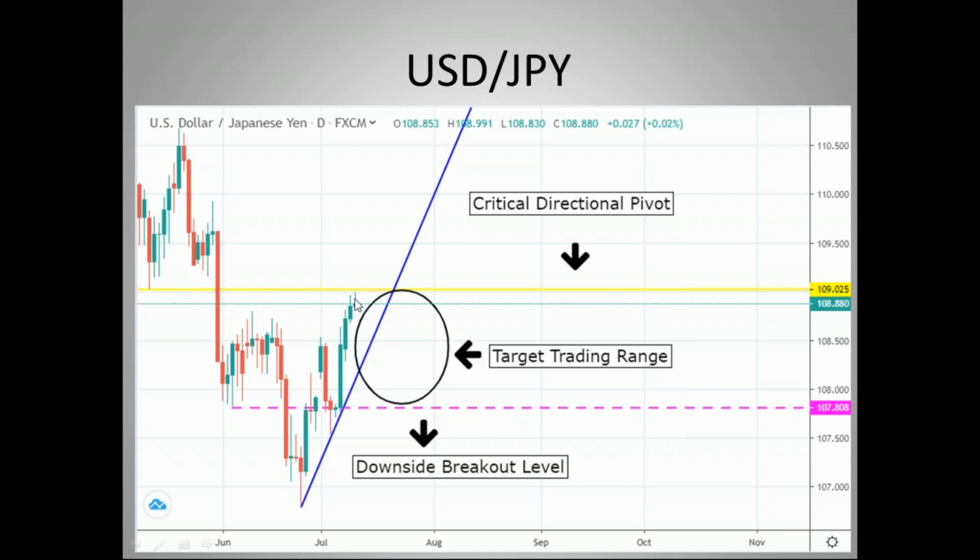Otherwise, I think even if we have a short-term corrective move, it's just setting up for a range trade here for the US dollar yen for the next couple of weeks as we head towards August. Only a failure from 107.808, folks, I think would change that, because then you have this low here. See how we have this low? We have the two lows that built our upward sloping support line.